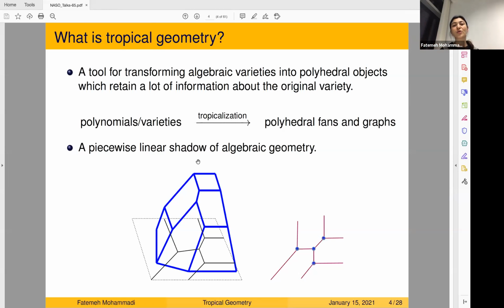And then here I showed you an example of a degree 2 polynomial in variables x and y, where the variety can be translated to a polyhedral object, and its combinatorial shadow on a plane is just the graph. And then I'm going to explain to you later how to obtain these polyhedral pictures.